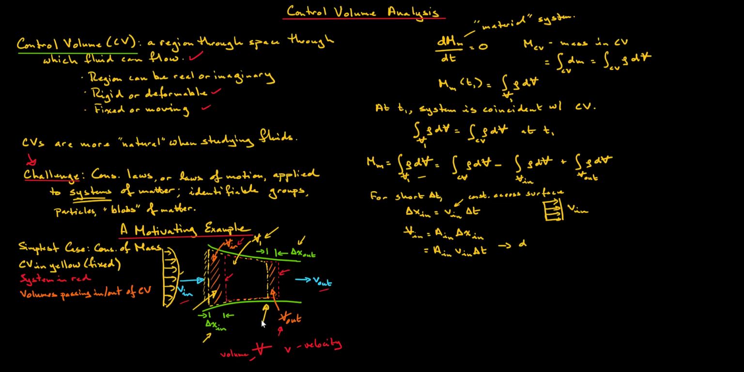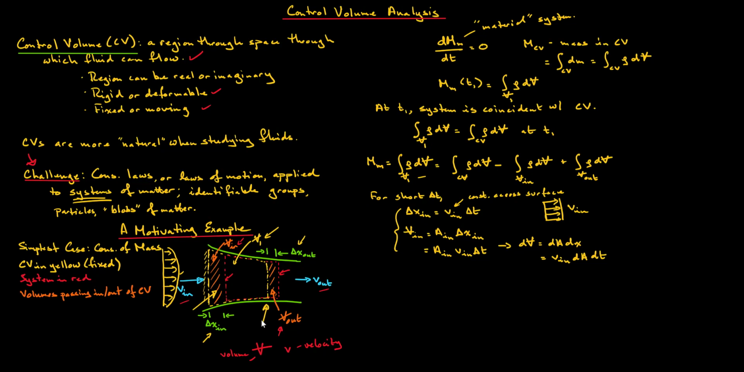Okay, and we can shrink this to an elemental volume. So we can say that our differential volume is equal to dA dx, and that is equal to V in dA dt. And this is all coming from here with certain parameters shrunk to their differential sizes.